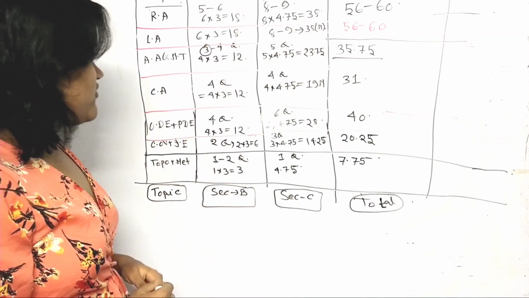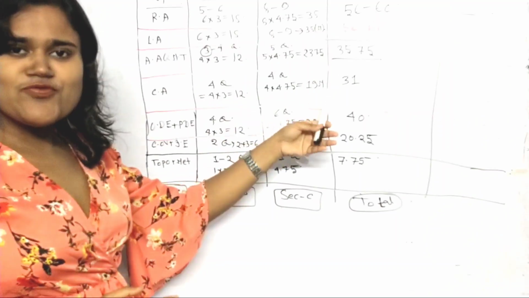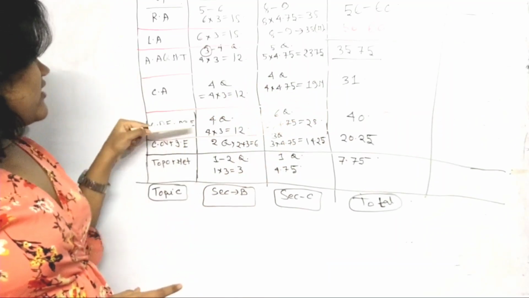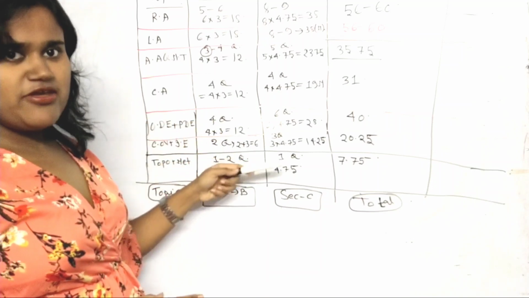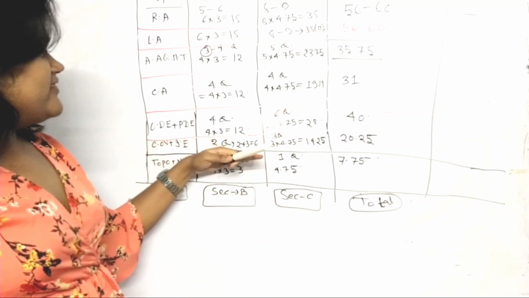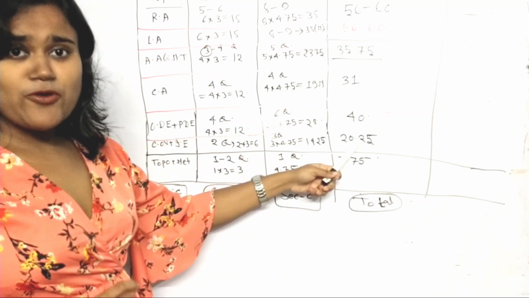In complex analysis there are 31 marks, 4 questions from part B and 4 questions from part C. Just like that, ODE, PDE: 4 questions from part B, 6 questions from part C, total 40. Calculus of variations, integral equations: 2 questions from part B, 3 questions from part C, total 20.25.